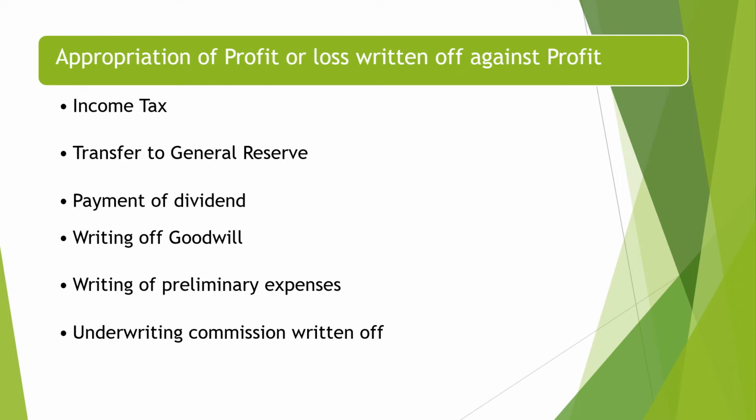Some of the items are income tax, transfer to general reserve, payment of dividend to shareholders, writing off of goodwill, writing off of preliminary expenses, underwriting commission written off, and so on. These expenses are actually appropriations of profit and hence they will not have an effect on the P&L account, but they will have an effect on the cost account because these are not included in the cost account. As a result, the profit shown by the cost account would be more than the profit shown by the financial accounts.